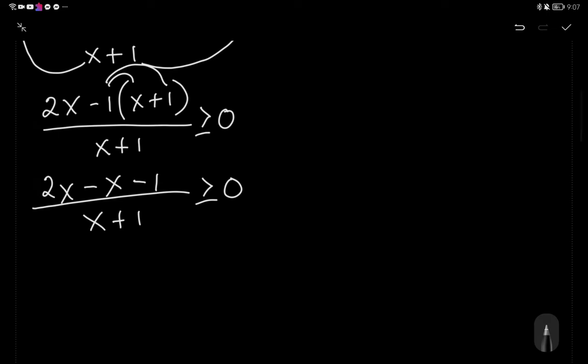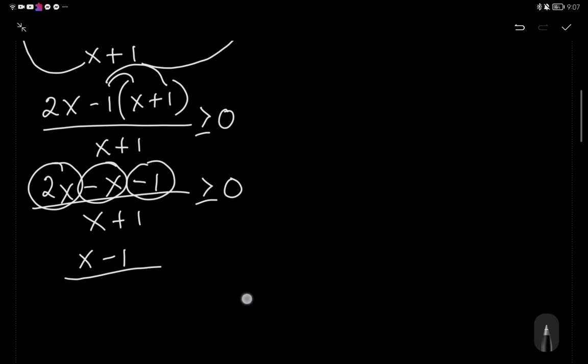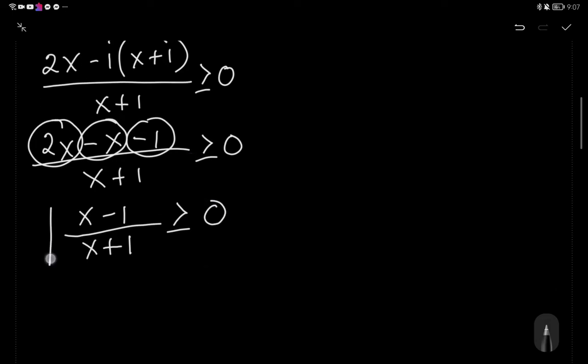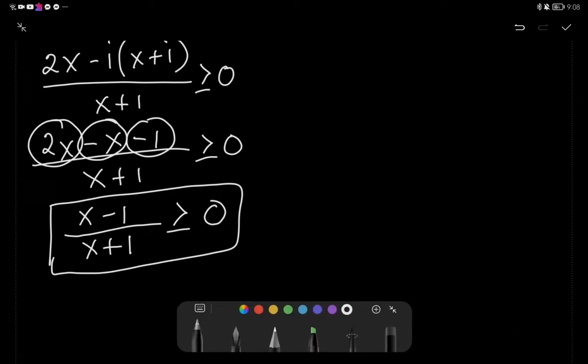Now, we combine like terms. We are going to combine positive 2x and negative x since both have the same variables with the same exponents. 2x minus x, that becomes x. Minus 1, this one we are going to include, and x minus 1 over x plus 1 is greater than or equal to 0. Now we have this inequality.